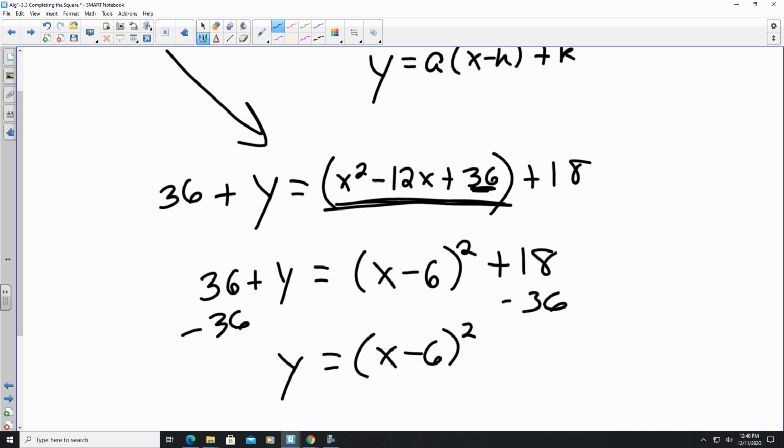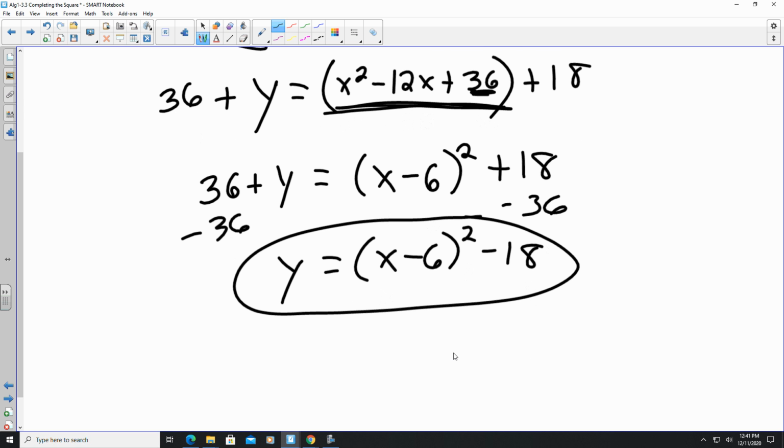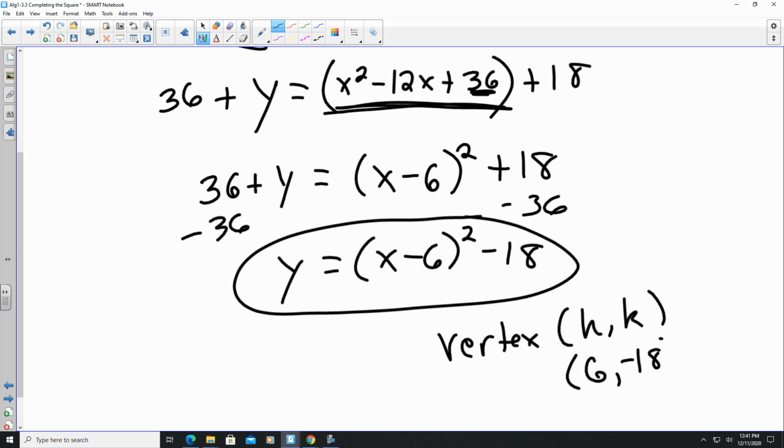minus 18. So that is my equation in vertex form, which then allows us to easily identify the vertex, right? Because the vertex comes from h comma k. Well, my h in this case is 6 because it's always the opposite of how it appears. And then k is negative 18 because it's always represented as is. So my vertex is positive 6 comma negative 18.